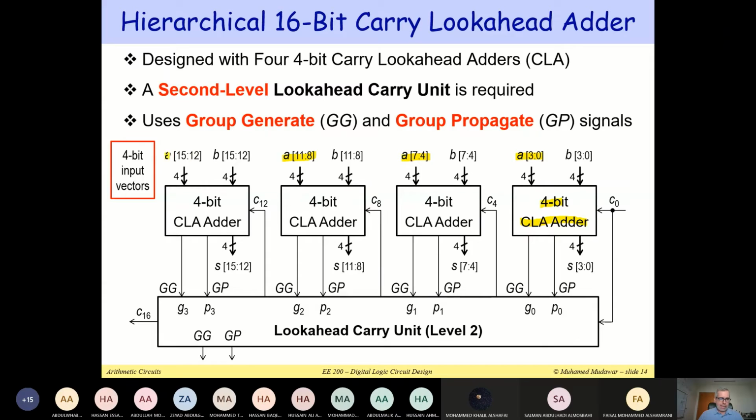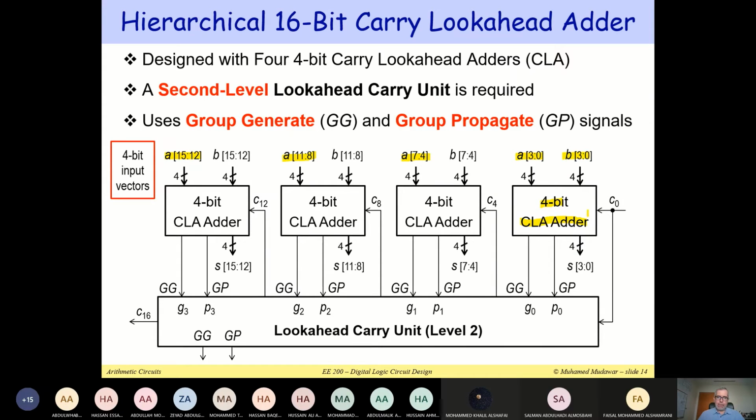So I'm going to divide my input A into bit vectors, into 4 bits. I have 16 bits here for A, but I divided them into 4 groups, if you would like. So I have 4 ranges, from 3 down to 0, from 7 down to 4, from 11 down to 8, and 15 down to 12. The same thing is done for B.